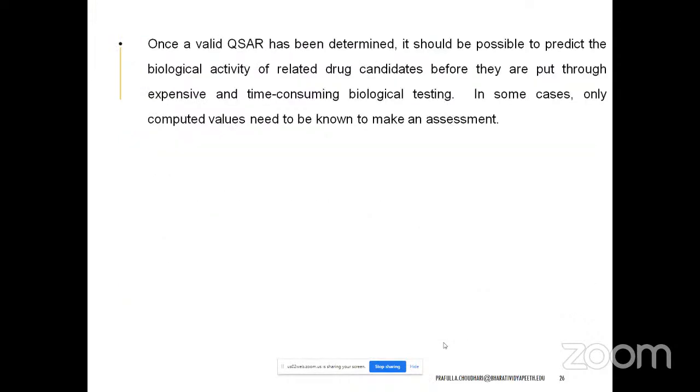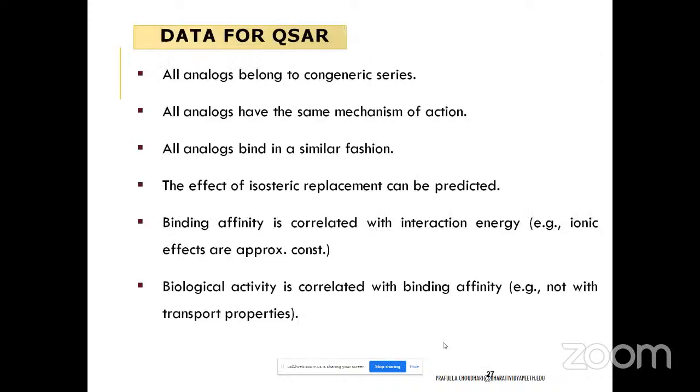And once a valid QSR equation can be generated, it should be possible to predict the biological activity of related candidates before they are put into expensive, time-consuming biological testing. That we have already discussed. It can minimize the experimental load and all those things.